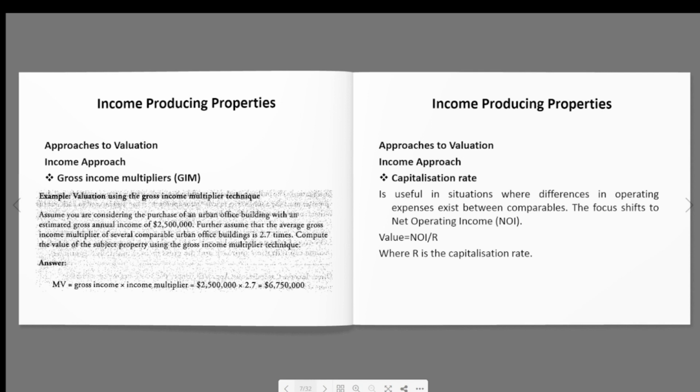Now let's look at the capitalization rate. Capitalization rate is useful in situations where differences in operating expenses exist between comparables. The focus shifts to net operating income. So the value is equal to the net operating income divided by the capitalization rate.